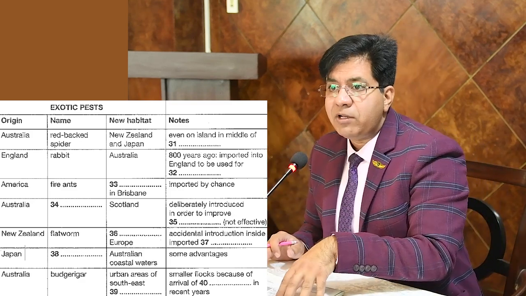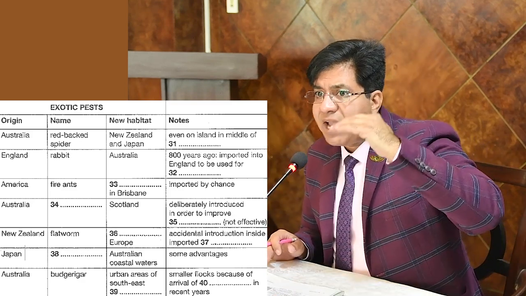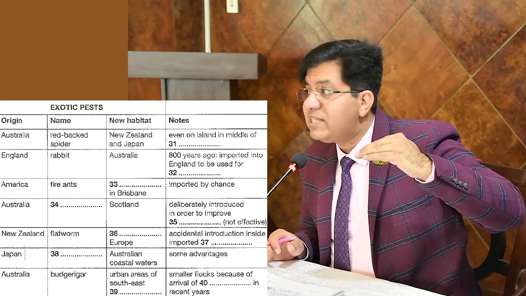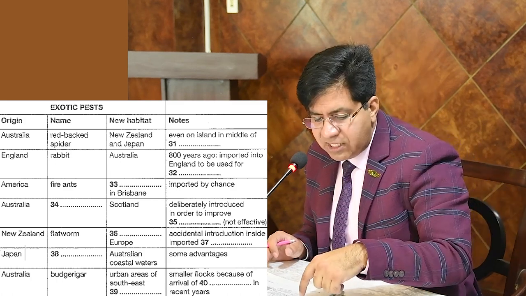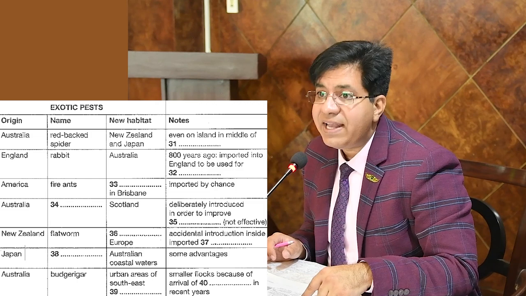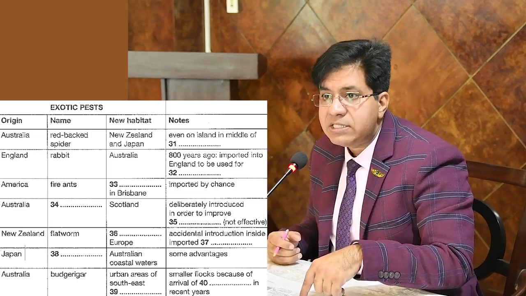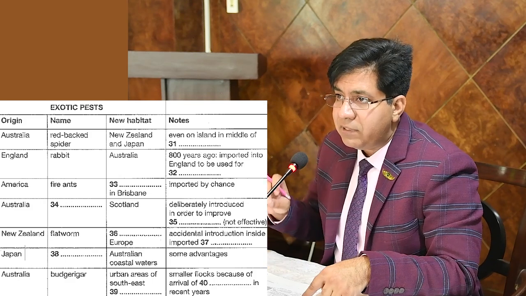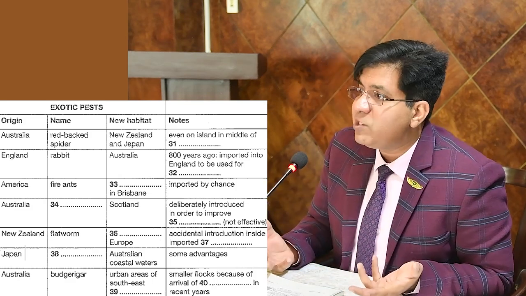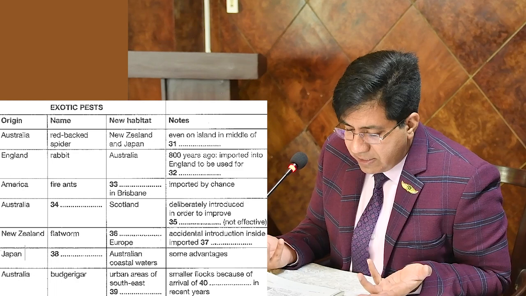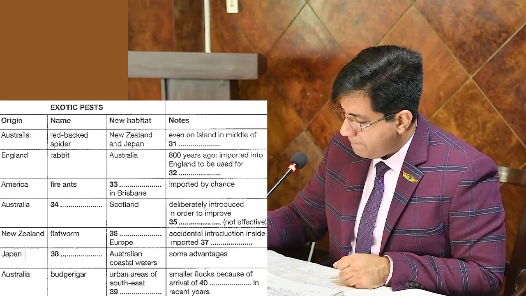And one thing more. When you're doing this table completion, sometimes what is written right above or right below can help you. Now, what is written right above 34? Fire ants. It's a species of insects, right? So it means the answer is going to be an animal or any species of animals or insects. Let's see what that is.